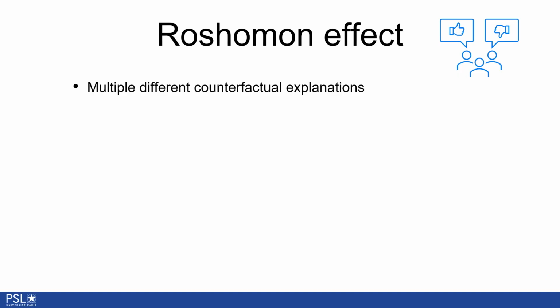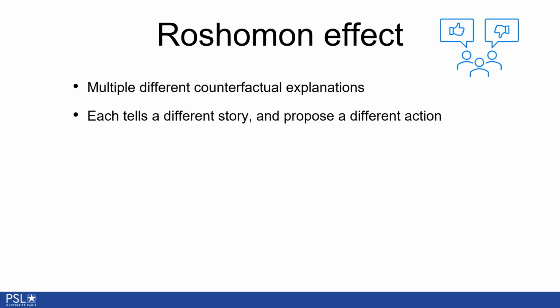Essentially, each person gives a different counterfactual explanation. Within explainable machine learning, the Rashomon effect corresponds to the fact that there can be multiple different counterfactual explanations. Each of them tells a different story and proposes a different path of action. These counterfactual explanations can even be mutually contradictory. In general, having multiple counterfactual explanations is a good thing, as it may give multiple possible paths of action to the subject for whom the counterfactuals are produced.